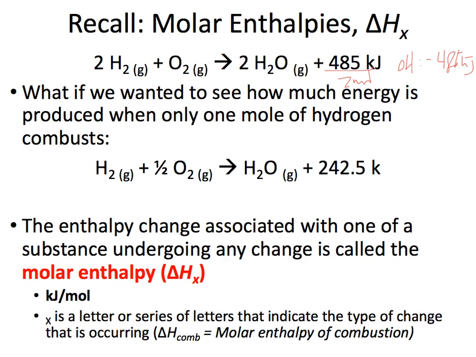So in this case, we have 2. We want to get it down to 1. So to get it down to 1, we divide it by 2, and we get 242.5 kilojoules. Now, if we were to express this by itself, we would have delta H, and we would show F over here to show that it is a molar enthalpy, and specifically the molar enthalpy of formation. We would show that it's negative because it's being produced: 242.5 kilojoules per mole.